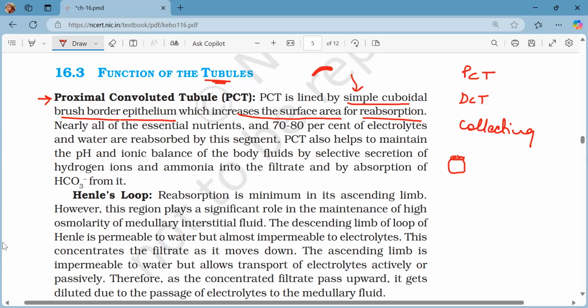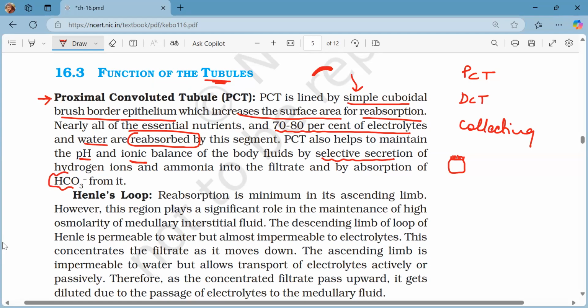Now, all of the essential nutrients and 70 to 80% of electrolytes and water get reabsorbed by this segment called the PCT. It helps to maintain the pH and the ionic balance of the body fluid by selective secretion. So other than reabsorption, what else does it do? Selective secretion of hydrogen ions and ammonia into the filtrate and absorption of bicarbonate ion.